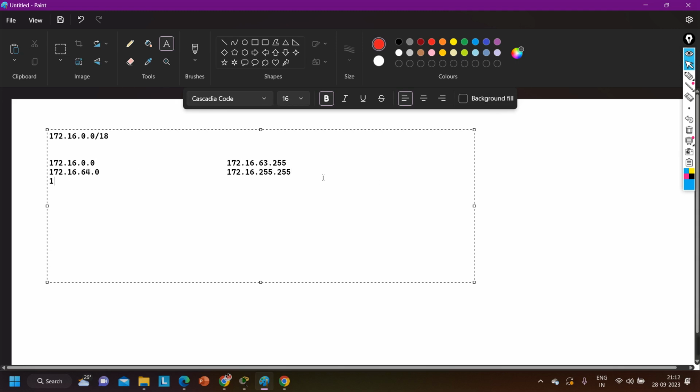Third network: 128. Last IP address: 191.255. Here this is 255. Here it is 127, not 63. Okay, and here? 191.255. Yes, very good. 191.